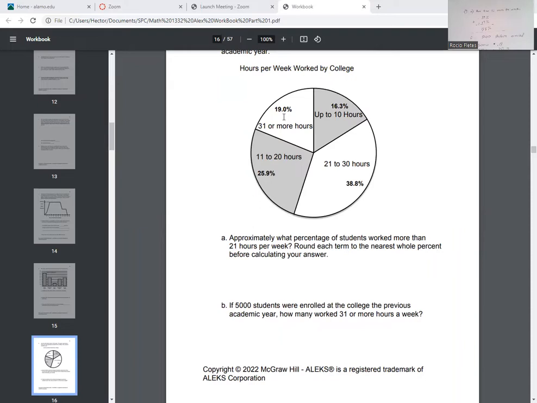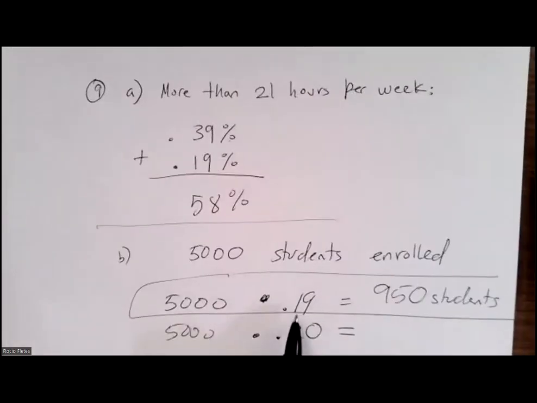So if we multiply 5,000 times 19%, we get 950, right? 950 students. Because the instructions are to round to the nearest percent, I don't think we need to round here to 20%. So we can just calculate it based on the 19%.